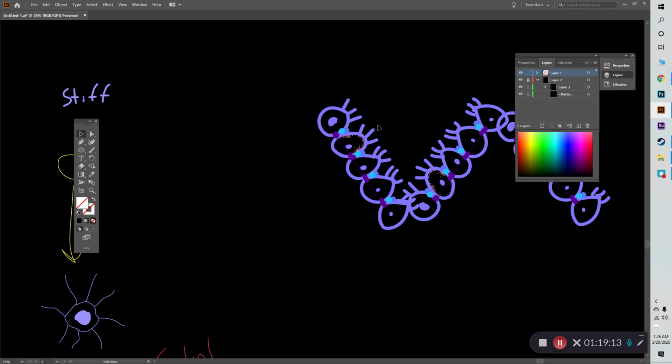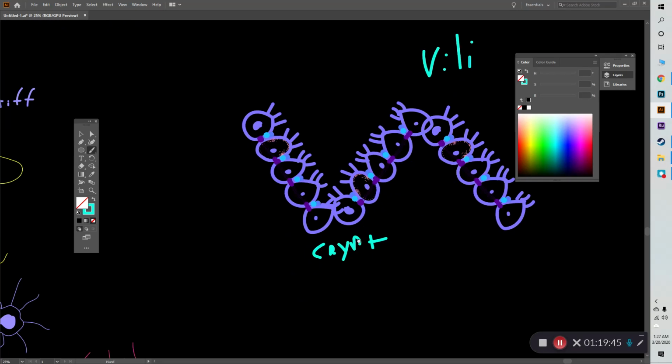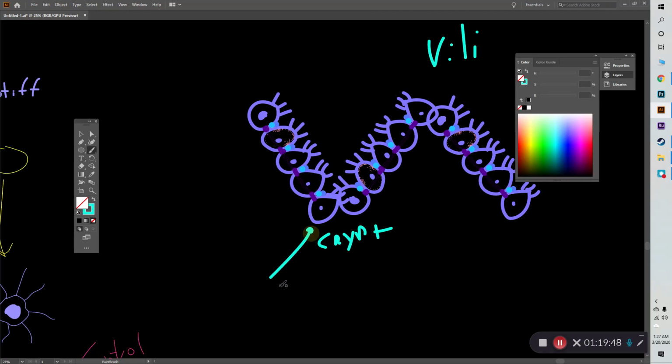And down here in these things called the crypts, so this is your crypt. I don't know what these are called. Oh, these are your villi. Okay. Down here, these are stem cells. And they're like a little conveyor belt.